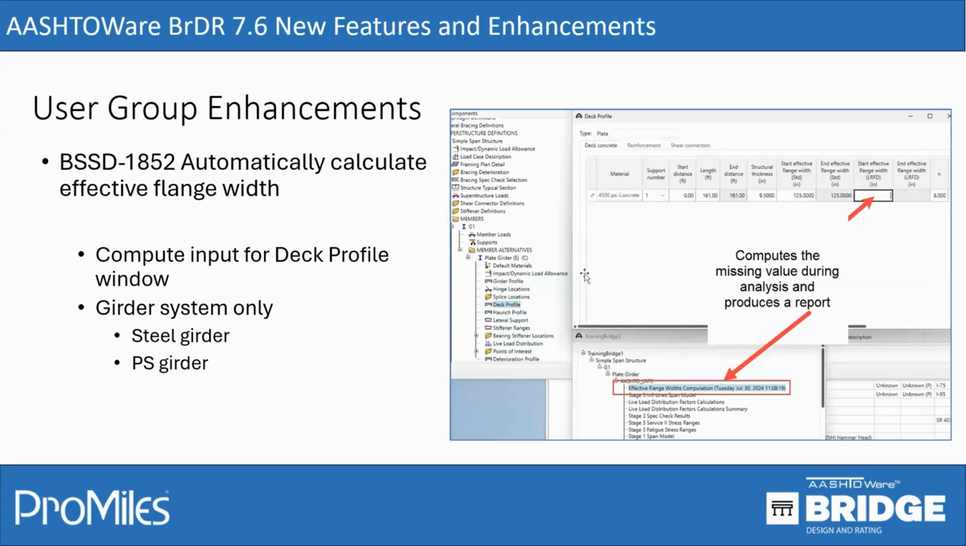All right, so this next enhancement was to automatically calculate effective flange width. Prior to 7.6, in the deck profile window, this needed to be entered by the user. So this enhancement was to have the program automatically compute it if that value is not entered. It will now compute this value based on the information you've entered for your girder system, and it'll produce a report here in the output folder that you can view to see how it was computed. Again, this is only available for system models, because for line models there's not enough information to compute that value. But this is available now for system models as of version 7.6.